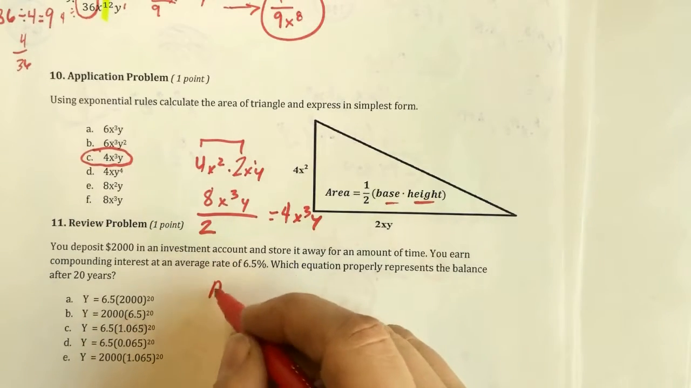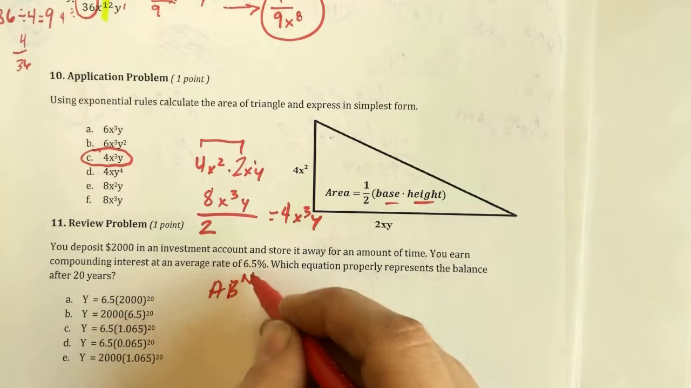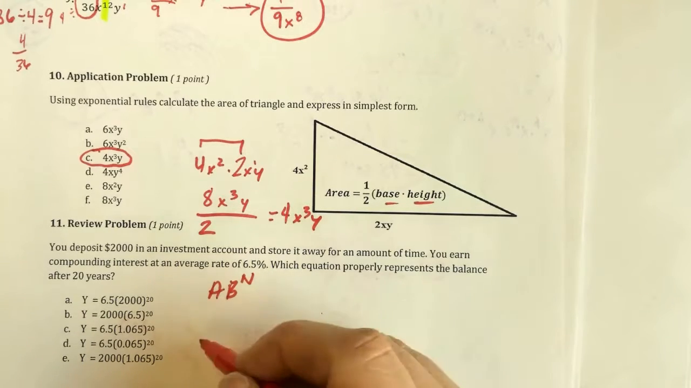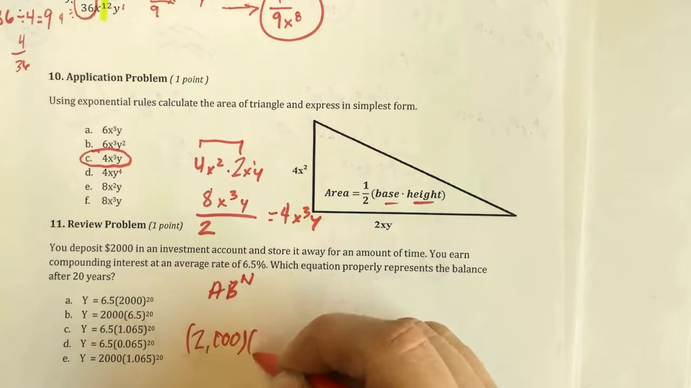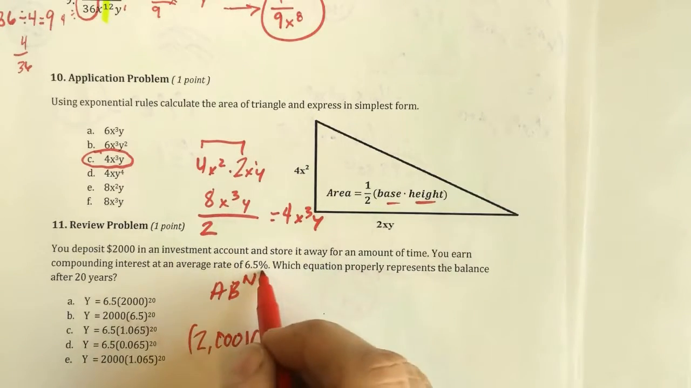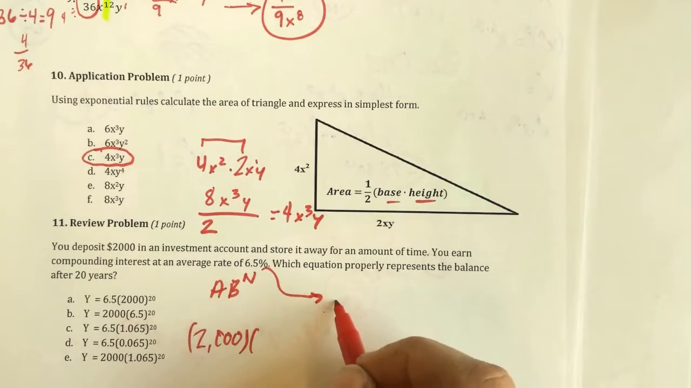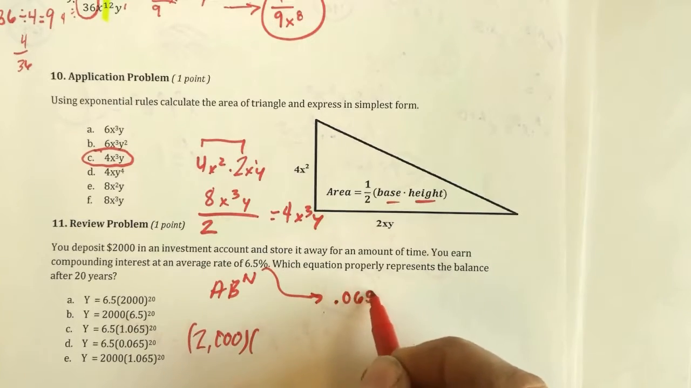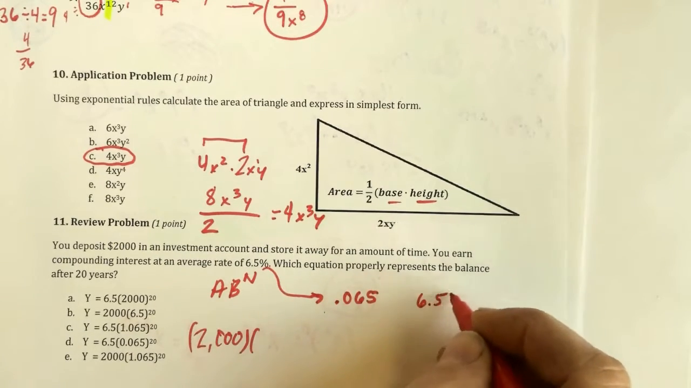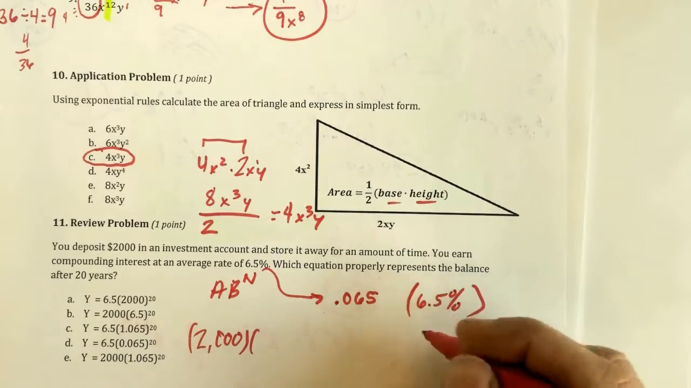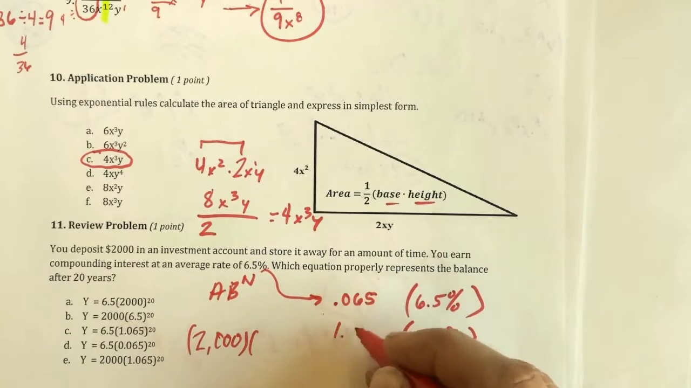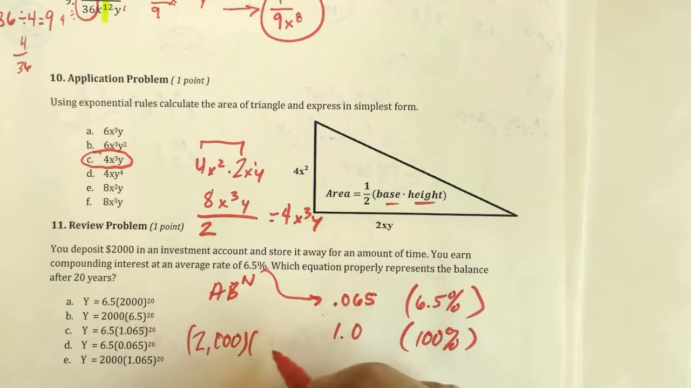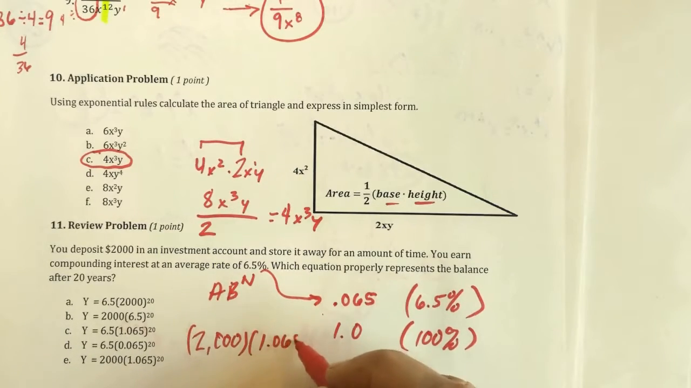And this word problem is based on writing an exponent equation. We learned that they look like this. We're starting with $2,000. The amount we're growing by is 0.065. That's 6.5%. But we need to add that to 100% of our money, or 1.0. So this becomes 1.065. We're going to do that for 20 years.